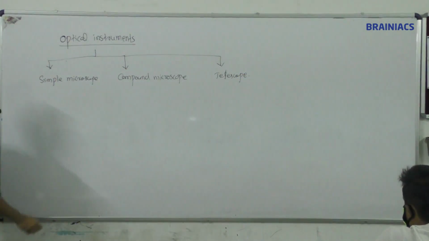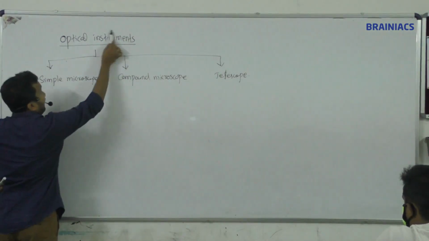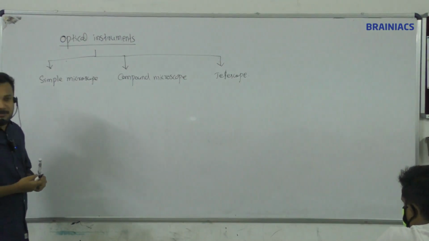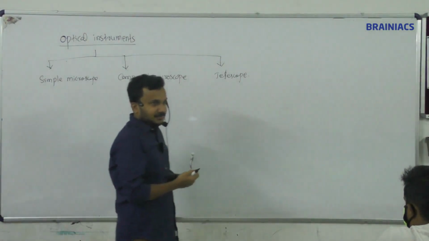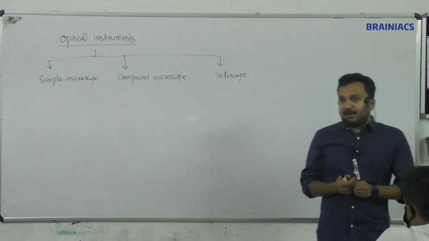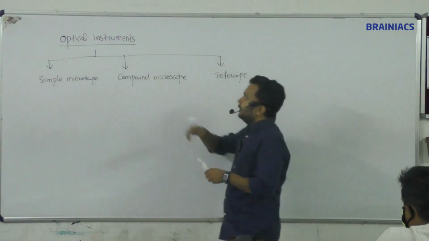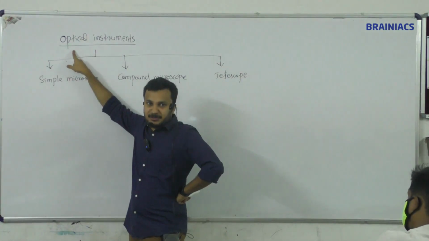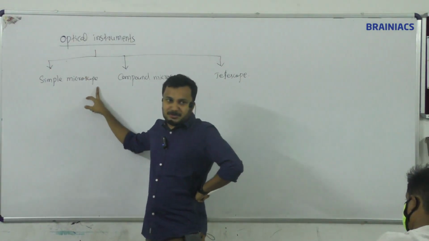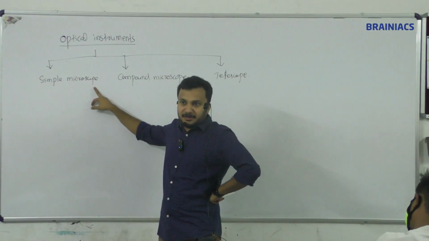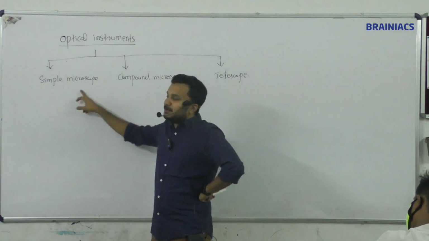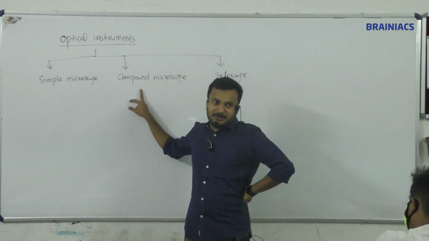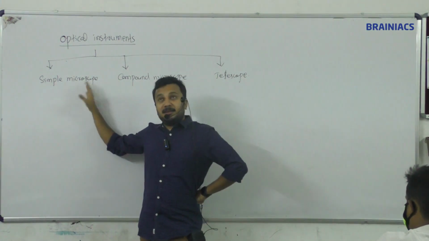Okay, so optical instrument means equipment. If a voltmeter is an instrument, a voltmeter is used to measure voltage. Similarly, an ammeter is used to measure current. Similarly, these instruments are used for optical purposes. You already know the microscope you used in the lab. Which microscope did you use in your lab? The compound microscope. Simple microscope was used in earlier days.